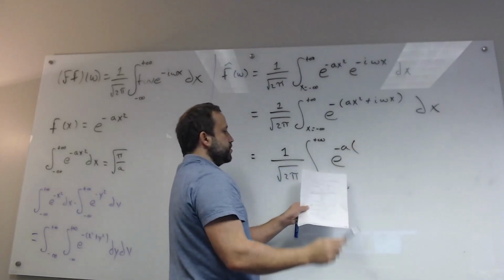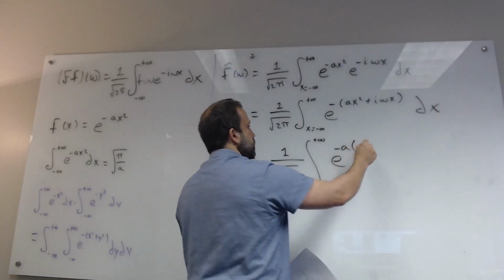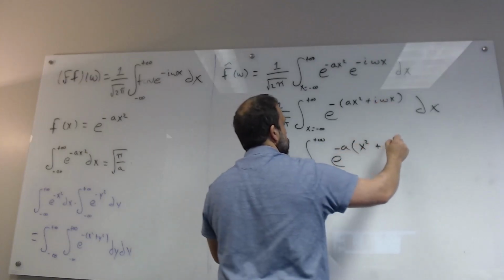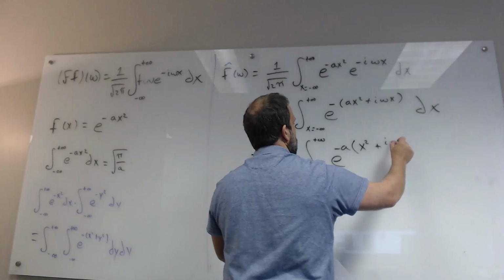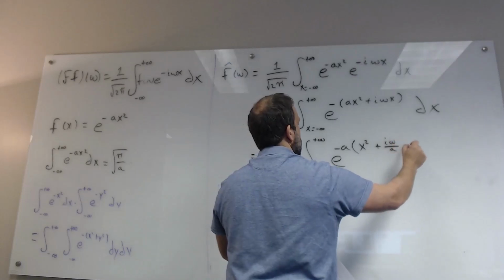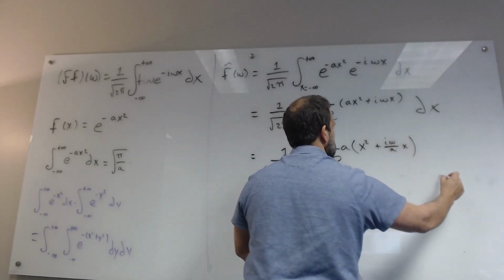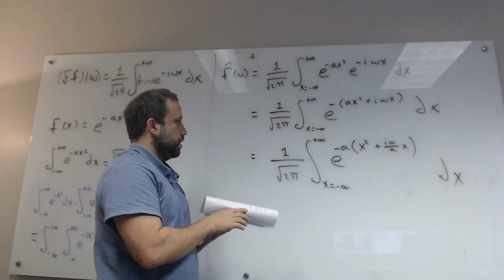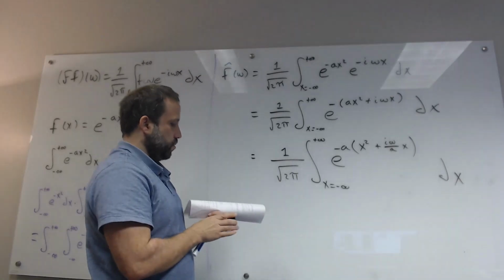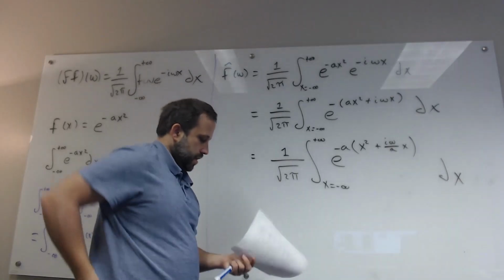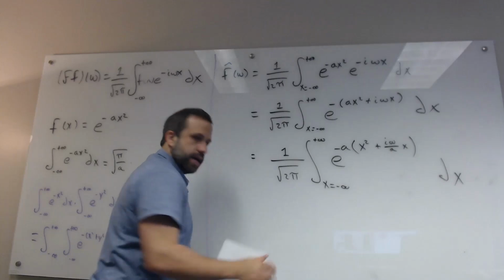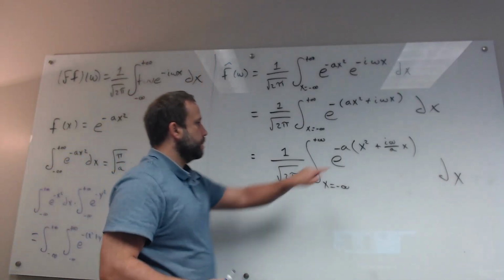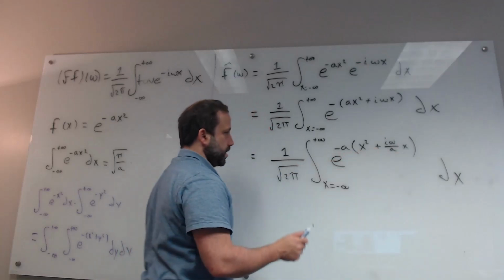In the exponential now, it's minus a times x squared, and I have to divide the second term, so it's going to be plus i omega over a times x dx. Okay, so now what I'm going to do is complete the square in the exponent here.